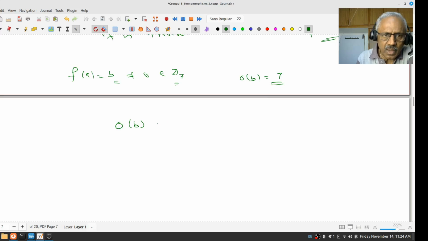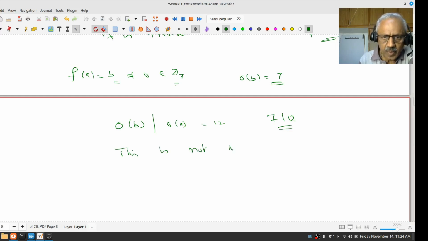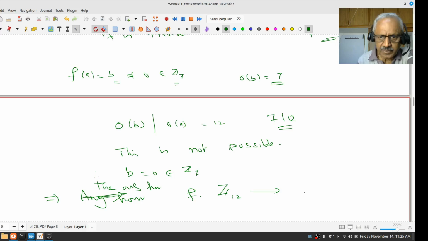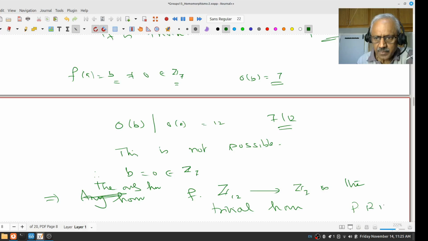Now what do I know? The order of B must divide the order of A, but the order of A is 12. That is, 7 must divide 12. This is absurd. This is not possible. Therefore, B has to be the zero element of Z7. That means the only homomorphism f from Z12 to Z7 is the trivial homomorphism. Okay, pause, review, proceed.